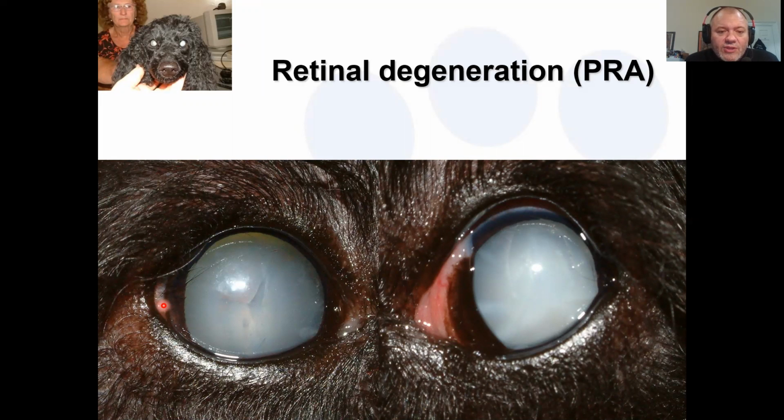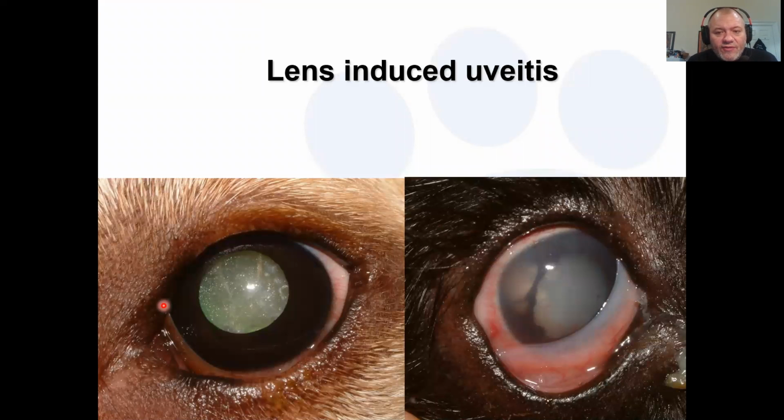And in those small number of cases, removing the cataracts can actually restore vision for the last few years before those retinas finally go on to give up the ghost permanently. Lens-induced uveitis we've mentioned a few times now, and this is a more unusual form, I guess.